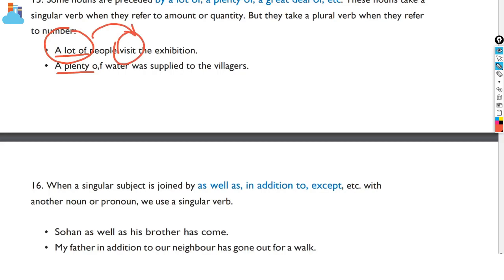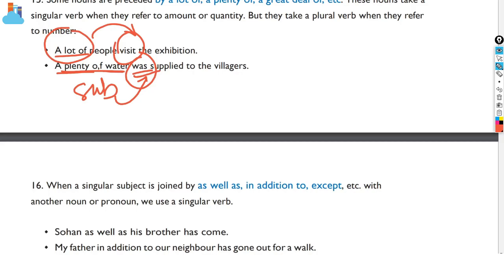A plenty of water was supplied to the villagers. Therefore, here you see a plenty of means a large quantity of water. So this is the subject form, and the verb form is was. Now, even though this actually implies the plural, yet as a cluster, as a group, it is singular in concept. Therefore, it is also taking the singular verb. Therefore, there is agreement, or the concord, between them. Is it clear? Let us proceed.